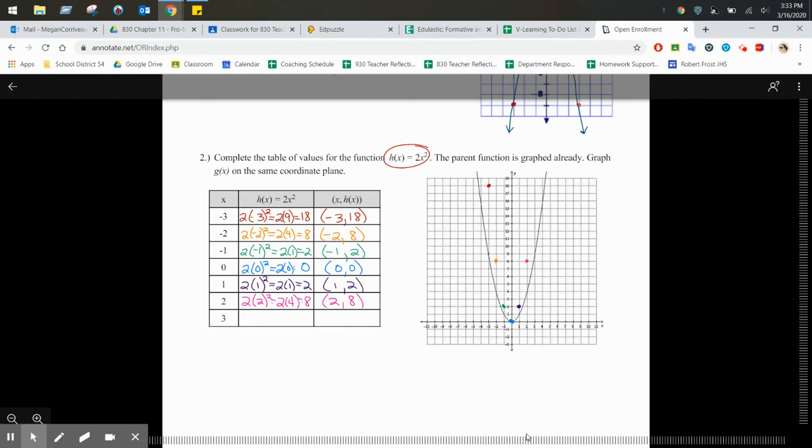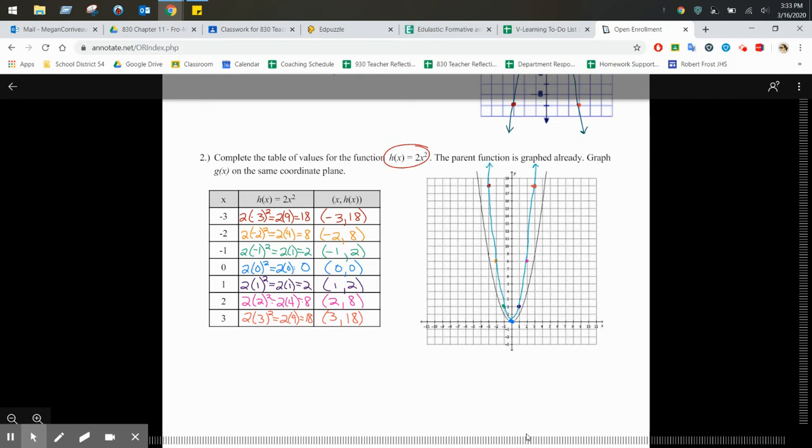And then last one here, I've got 2 times 3 squared, which would be 2 times 9, that's 18. So I have a point at (3, 18), right up here. So again here, if I graph that parabola, excuse me, not a line, oh my goodness. Graph my parabola.